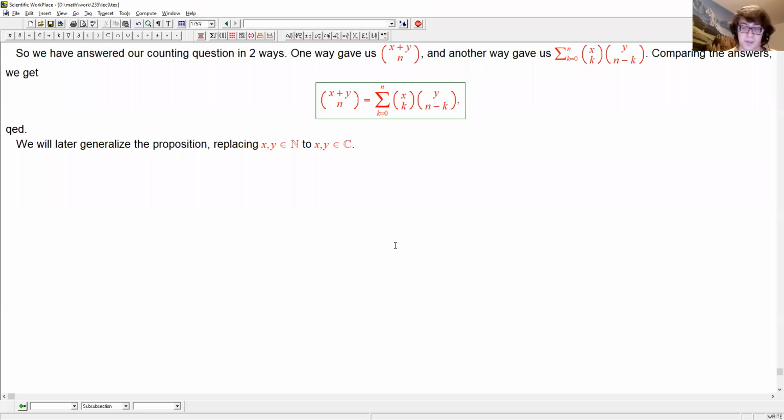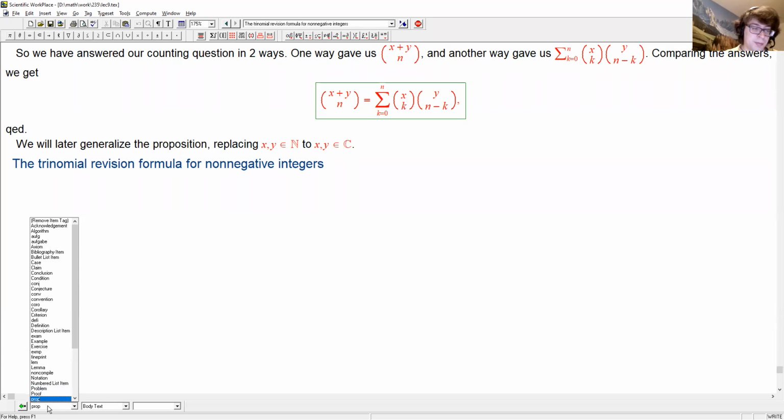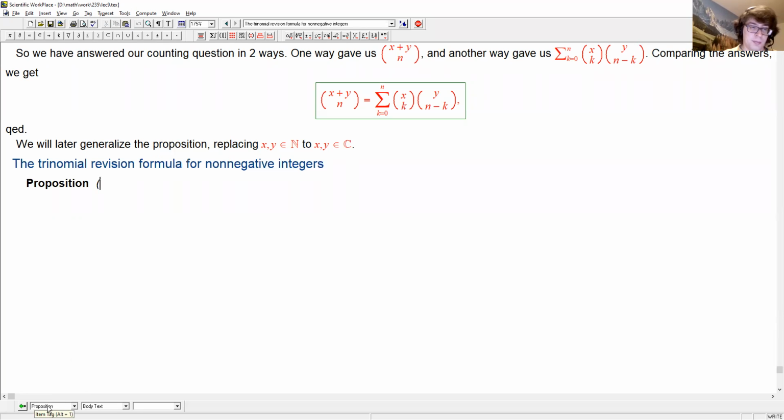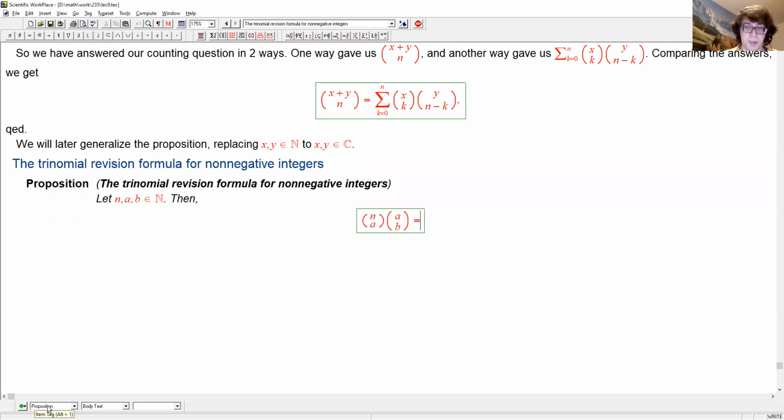Here's another example of double counting: the trinomial revision formula for non-negative integers. Here's what it says. Let n, a, and b be in N. Then n choose a times a choose b is n choose b times n minus b choose a minus b.